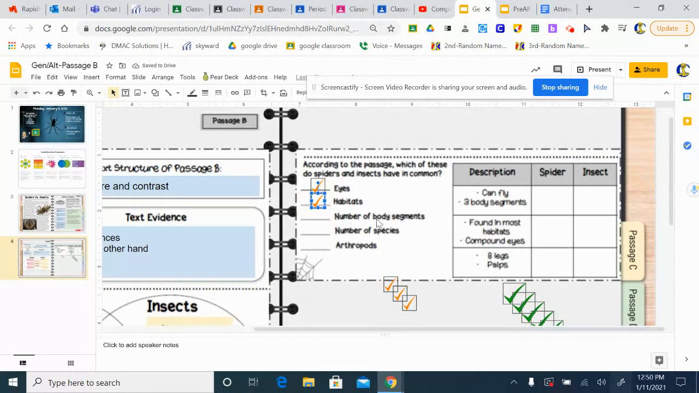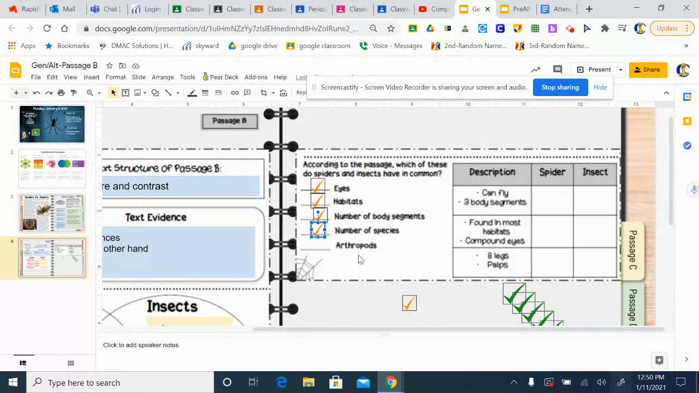Do they both have numbers of body segments? Yes, they have different numbers of body segments, but they both have a number of body segments. So that's a check mark there. Do they both have a certain number of species? Yes, they both have different numbers, but they both have quite a large number of species. Last one, they are both arthropods.